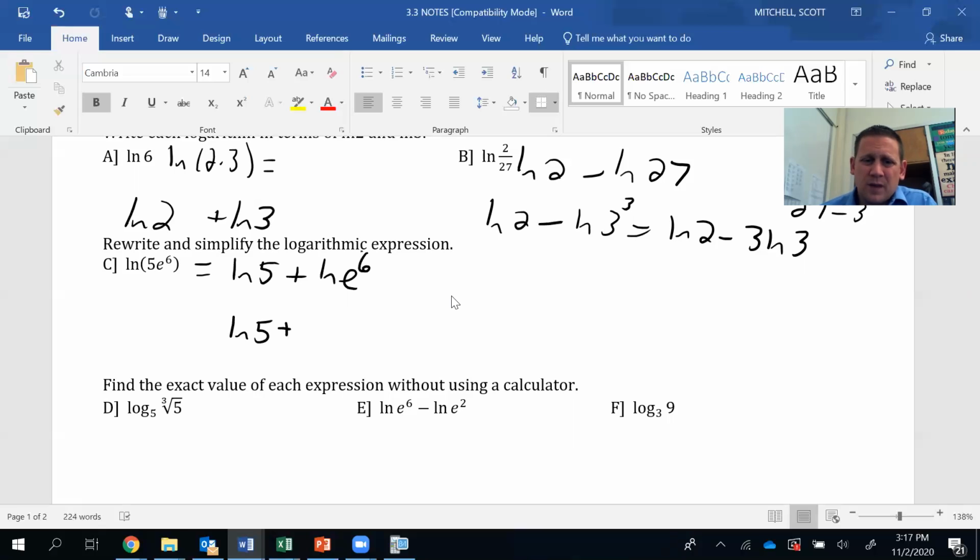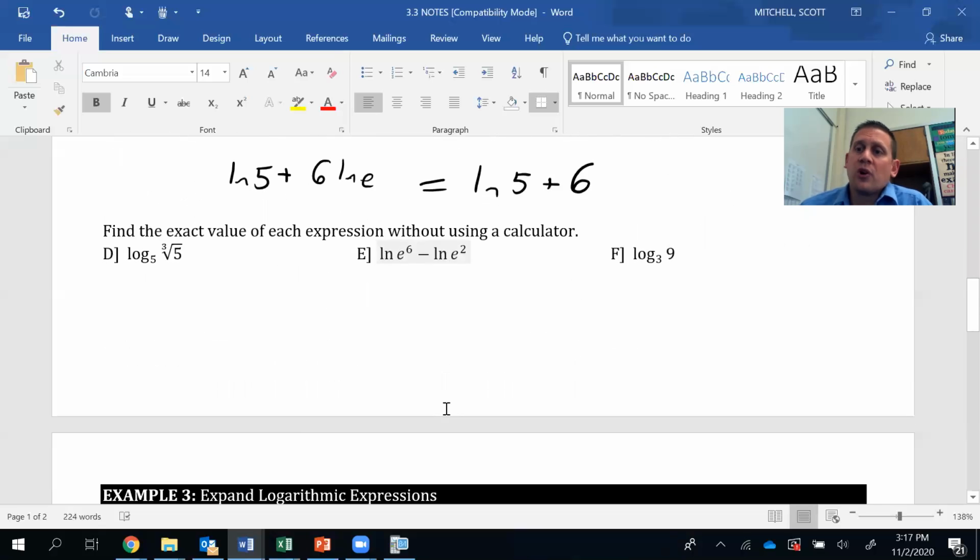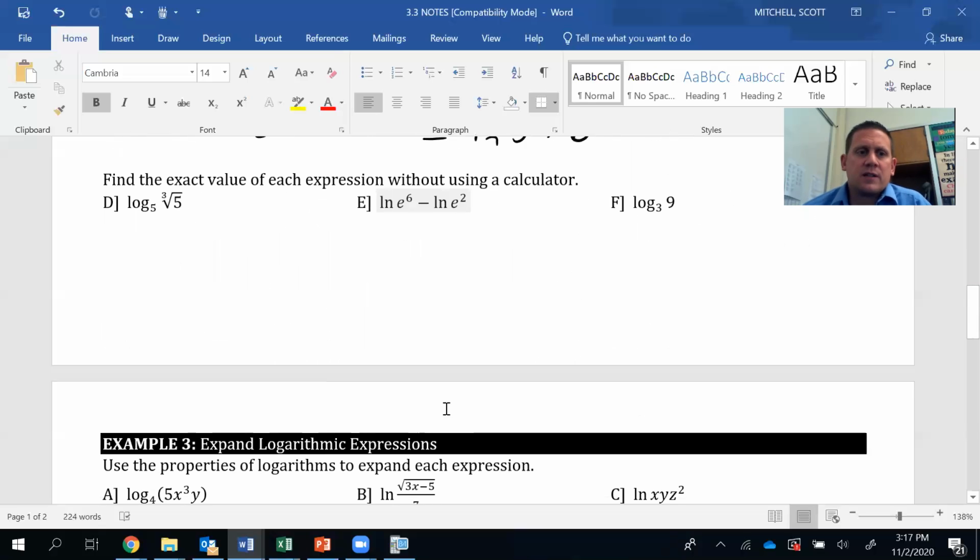But the property that we just used over here says I can write that 6 out front. And then what happens, what's a natural log of e? The natural log of e, those are inverses of each other, so they just cancel out. So it's just gone. It's just the natural log of 5 plus 6. Everything else just canceled. Boom, it's gone. We're using our properties. We've got to keep those properties in mind and continue to use them.